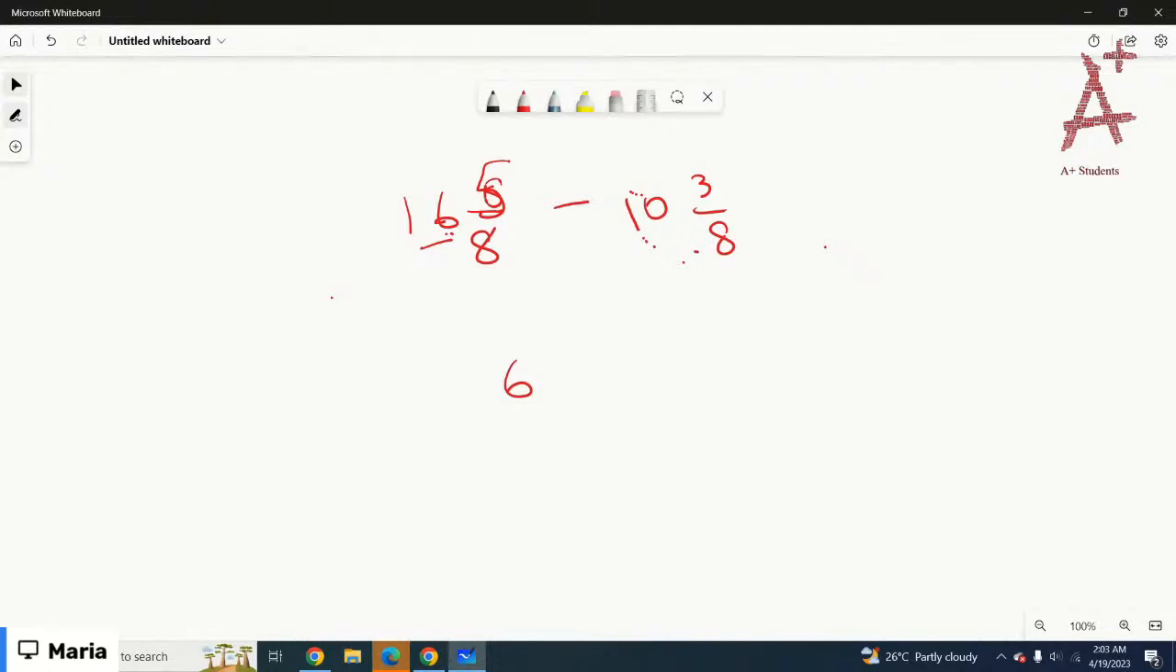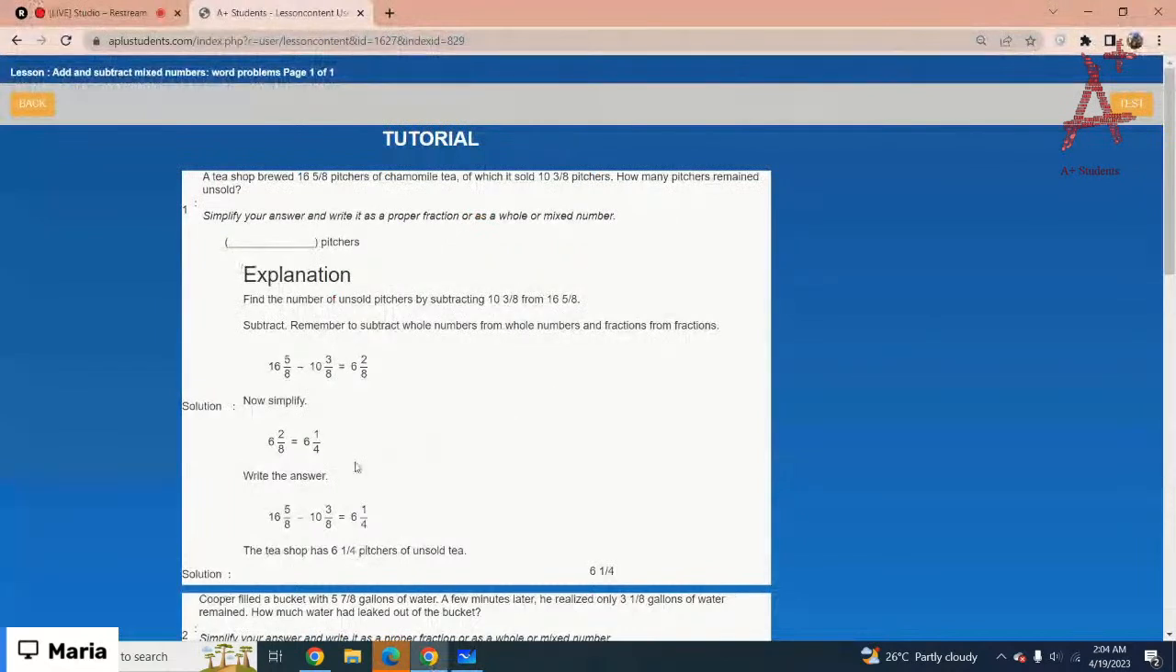Then just subtract their fractional part. 5 minus 3 is 2. So it would be 6 whole 2 over 8. Got it? So we have a common number that can divide both numerator and denominator, that would be 2. So just divide them by 2. So it would be 6 whole 1 over 4. So that means the unsold tea is 6 whole 1 over 4. Got it?